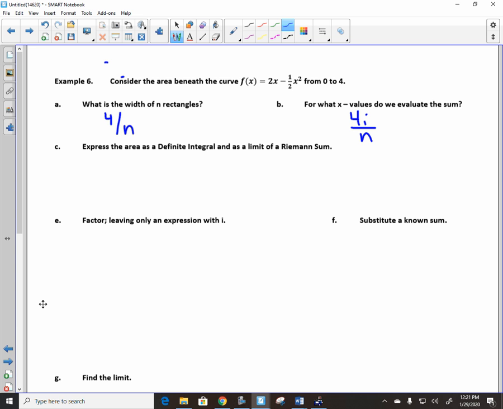Now, I want to be clear. A lot of times people just take this width, they're just like, oh, you just put an i up there. You're right if we start at 0. But if we don't start at 0, suppose we change this, it was 1, it'll be 1 plus that, right? So we've got to shift everything over. So that's what we're doing.